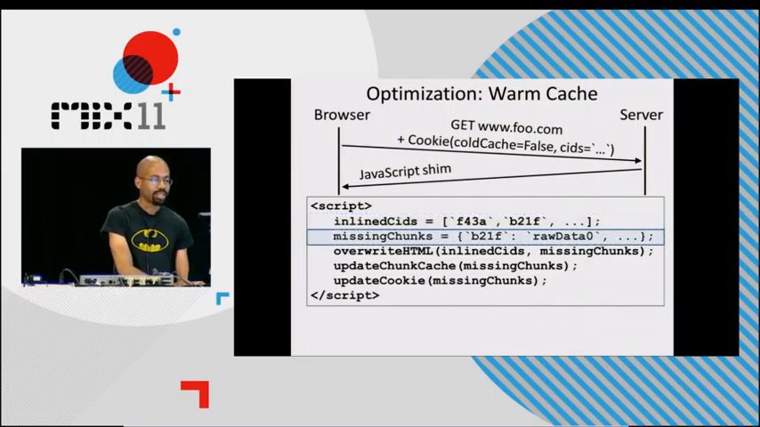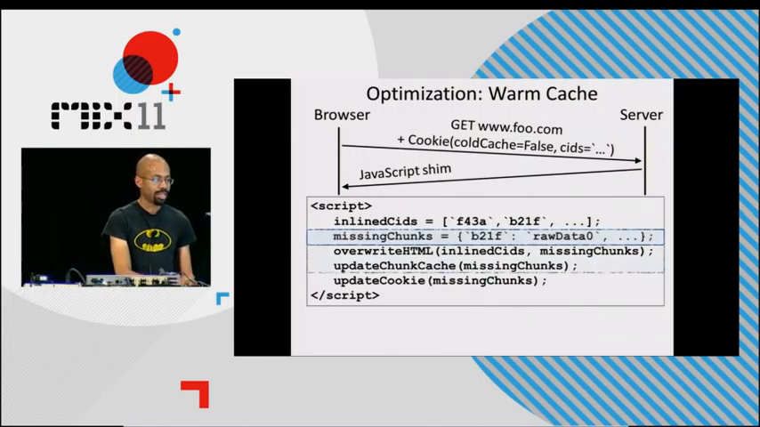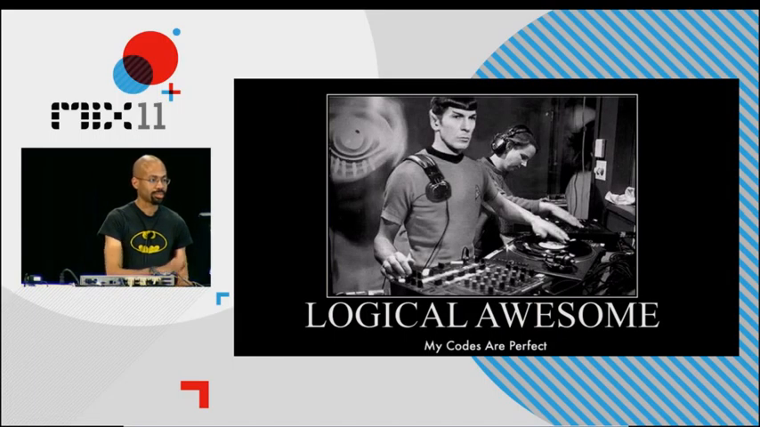Here's all of the raw data for the chunks that are not locally available. And then the shim is just going to overwrite the current page content with document.write, update the local chunk cache, and then finally it's going to update the cookie, right? And that's basically that. Sweet.